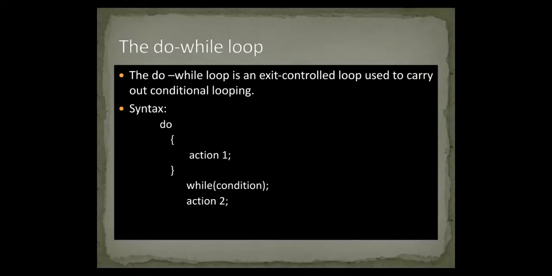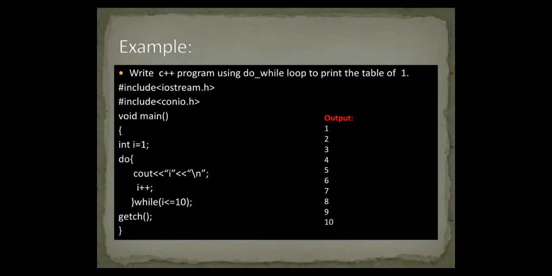Now see the syntax. Very first, the do statement is there, after that action 1, which means before checking any condition action 1 is performed once. After that, in the while the condition is checked. It means whether the condition is true or false you have to perform the action once. After that, if the condition is true the loop is repeated, if the condition is false the loop breaks. Let us see the example.